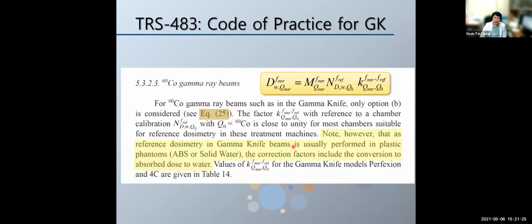And let's see what they describe about the gamma knife. They suggested using equation 25, like I just showed you. But you need to be very careful applying this formula to a gamma knife. There's a sentence: "Note, however, that as reference dosimetry in gamma knife beams is usually performed in plastic phantoms, the correction factors include conversion to absorbed dose to water." It took more than a day, several days, to understand the meaning of this. So let me repeat.